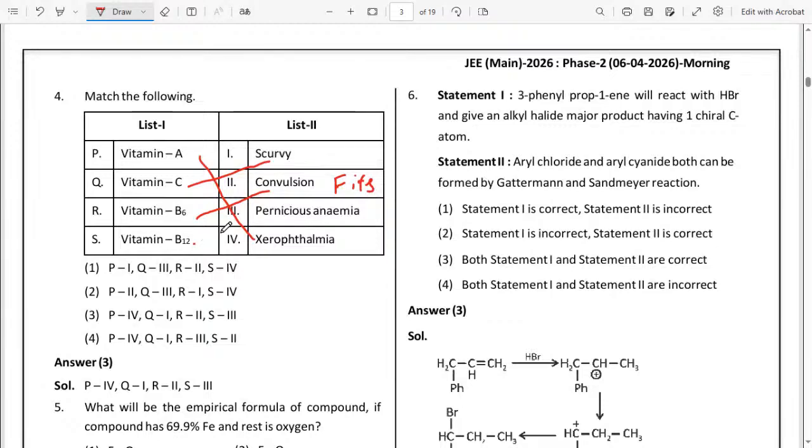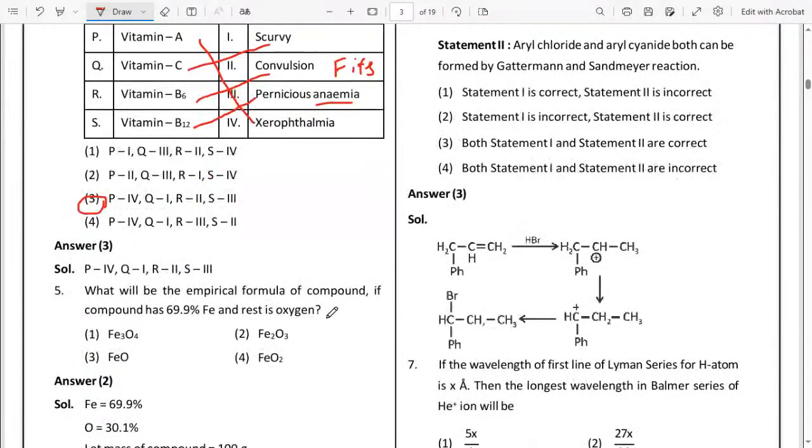B12, pernicious anemia. B12 anemia is very common. Vitamin B12 is very important for girls especially, right? So pernicious anemia, B12. So A4, P4, Q1, R2, S3, right? So option 3 is the correct option, students, right?